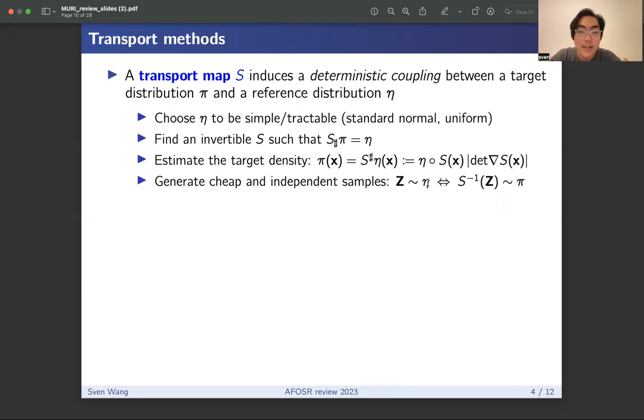And the sample generation problem is solved because it's very easy and cheap typically to generate samples from the reference. So if you can generate samples Z from the reference eta, then you simply have to plug those random samples into the deterministic transport map S inverse, and you'll arrive at approximate samples for pi. Right, so the whole challenge is to learn the transport map.